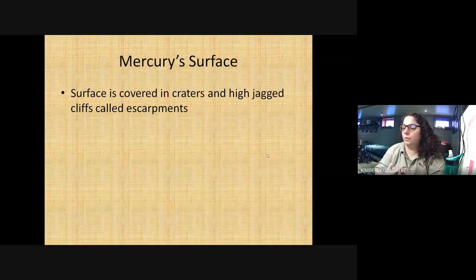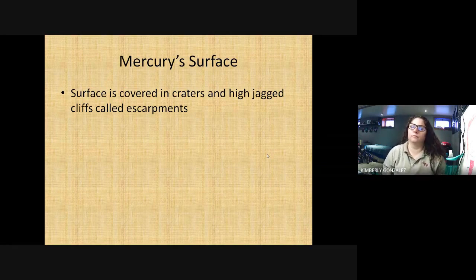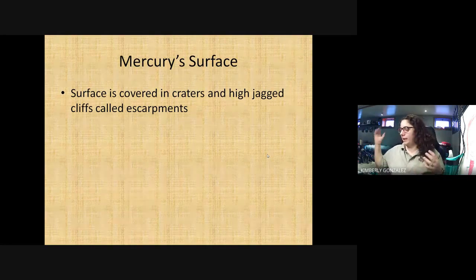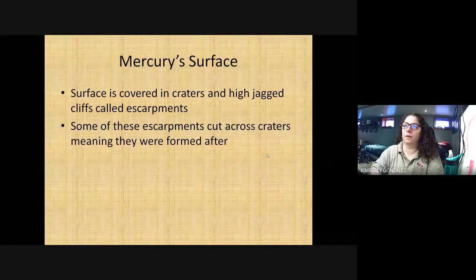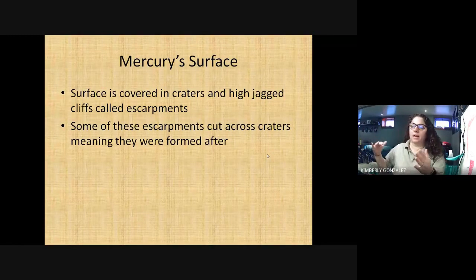Okay, so like we were saying, right, since there's no atmosphere, you have craters and cliffs that have been created. Those are known as escarpments. Okay, so it's because they have no atmosphere that the surface is going to be covered in all of these craters and cliffs. Okay, some of the escarpments or the cliffs were created after the craters were formed. And how do they know? Because they actually will cut across it.